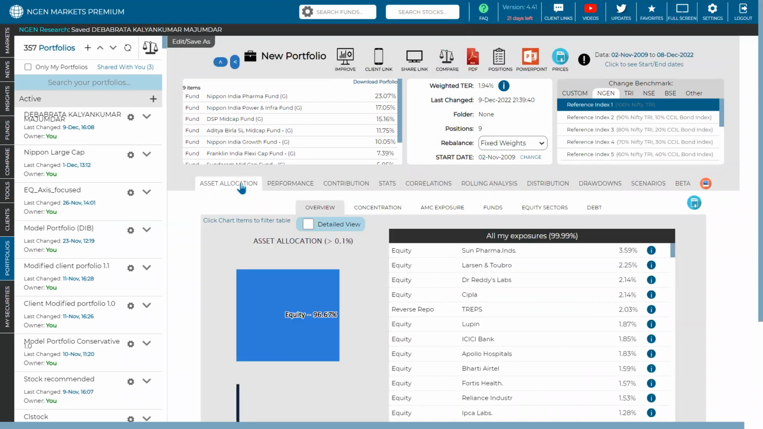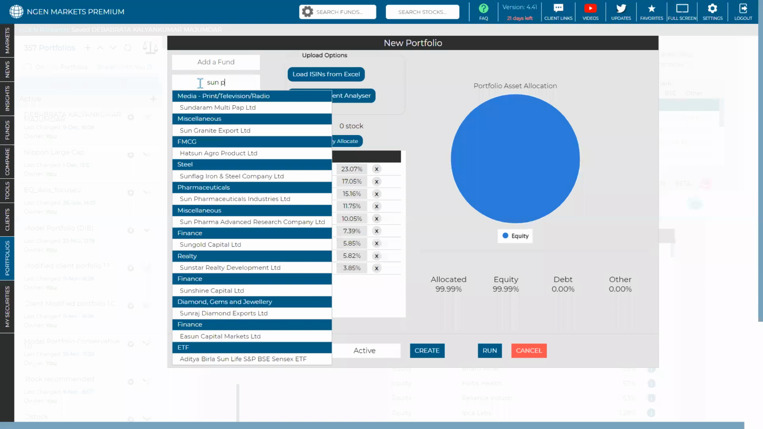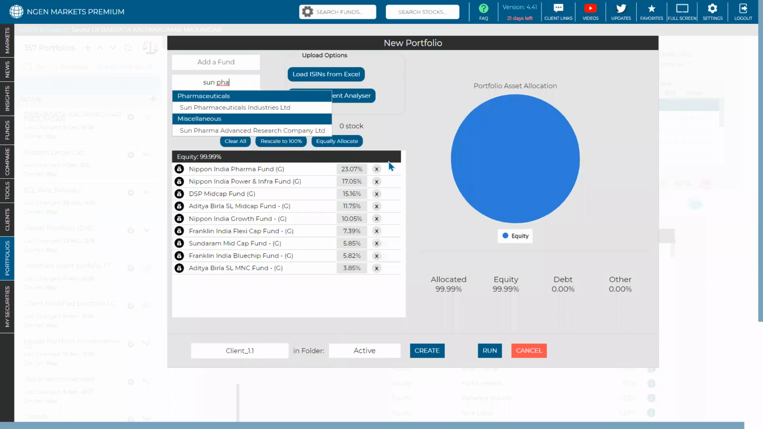Now, in the case of review of asset allocation, you can review equity and the debt component of any particular portfolio. So I'll just show you one example here. Let's say we want to edit this portfolio right now. You can add in a stock as well. Let's say I'm adding Sun Pharmaceuticals and also ICICI Bank, right? So this is another way, a manual way, to add stocks into the portfolio.